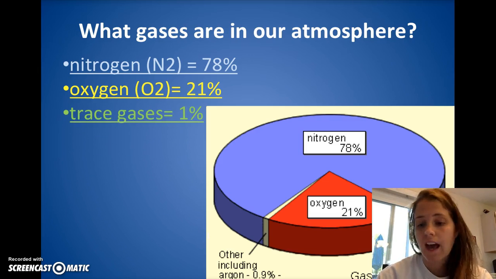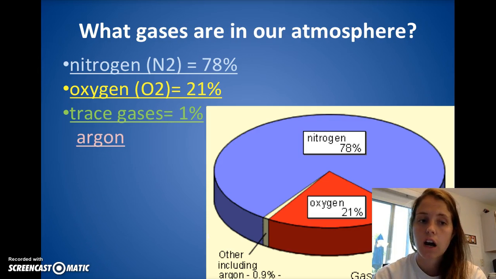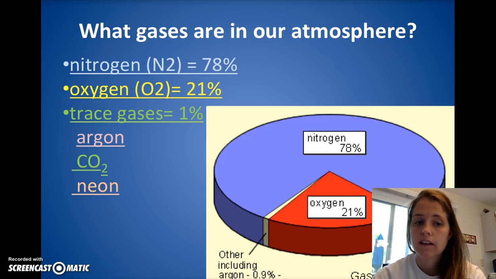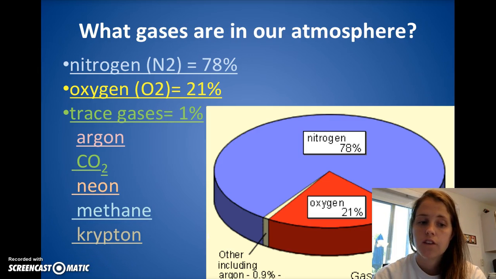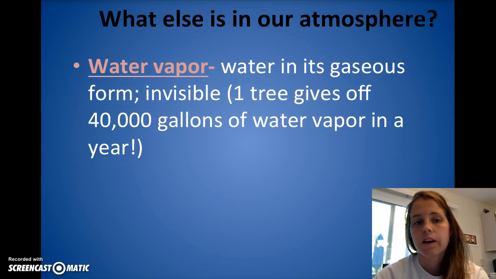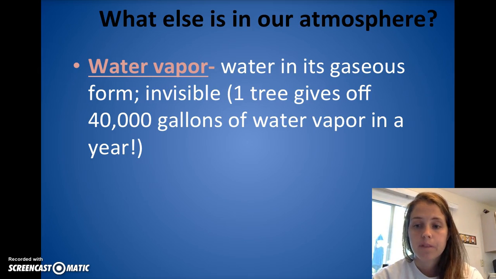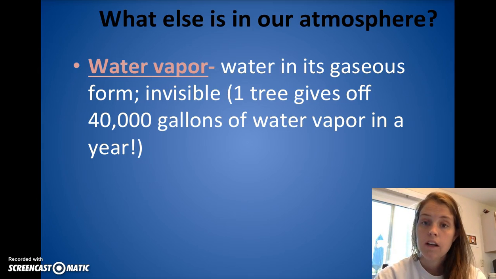Then we have trace gases. Now these are just other gases that can be randomly found in the atmosphere, such as argon, carbon dioxide, neon, methane, krypton, and hydrogen. So what else is in our atmosphere? Water vapor. So this I would think would be pretty obvious, as you guys understand that it rains. And when it rains, that means there is water vapor that is condensing in the clouds and coming down as liquid water. So water vapor is basically gaseous water, or water in its gaseous form, and it is invisible.